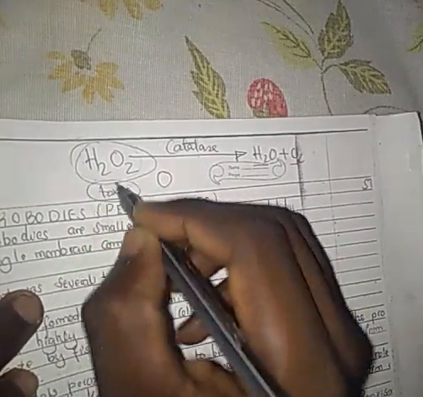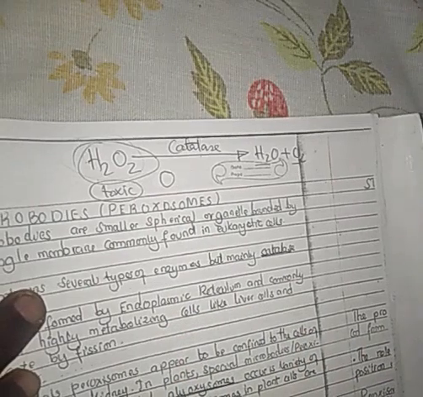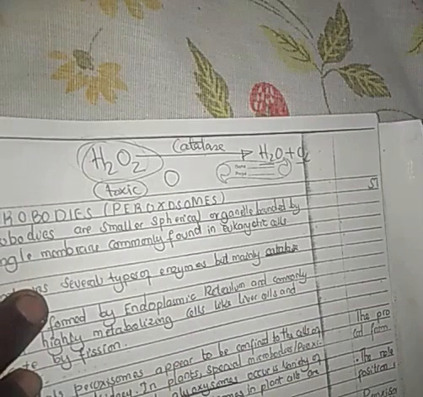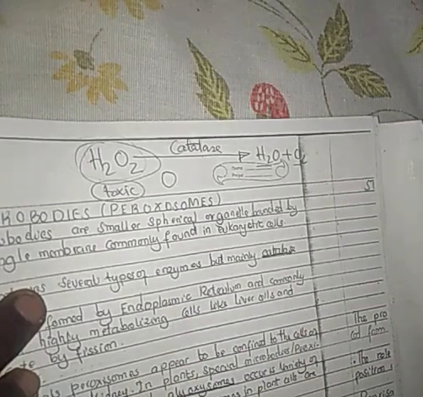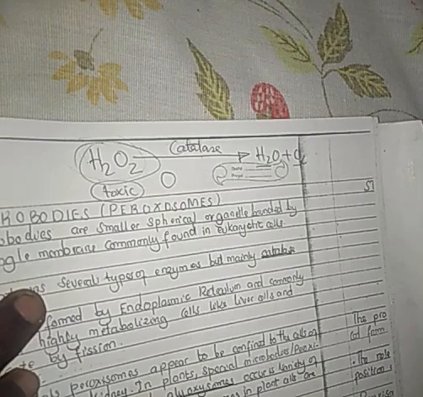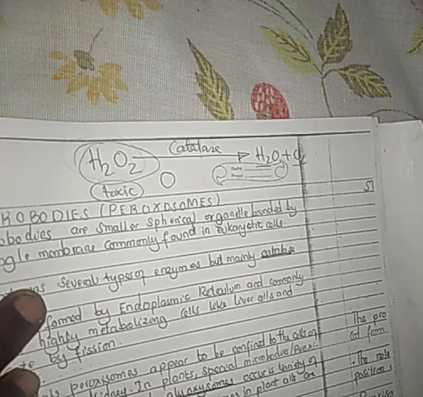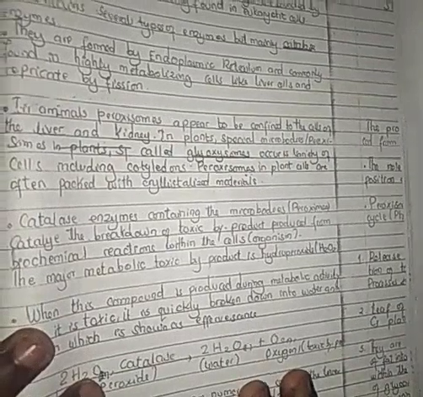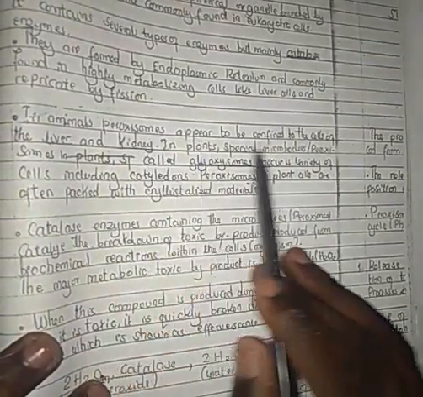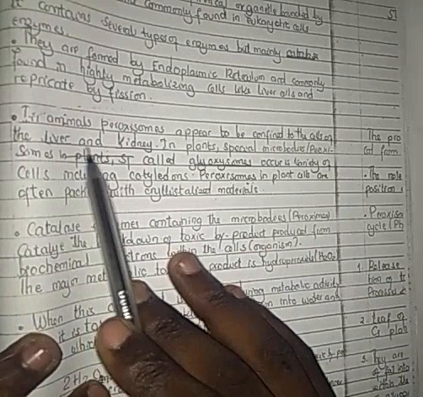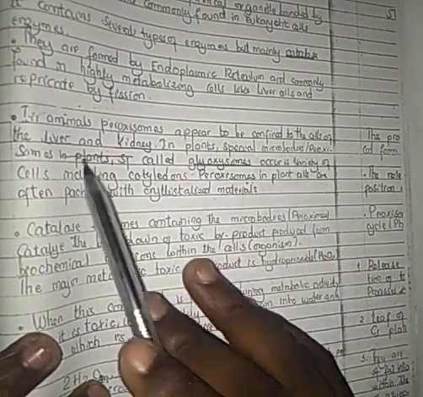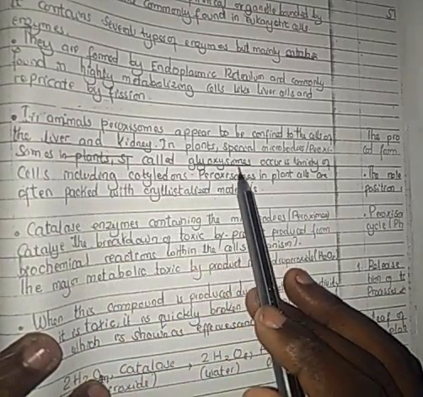So peroxisomes are very important in highly metabolizing cells because they catalyze the detoxification of hydrogen peroxide into water and oxygen, which are harmless. Without peroxisomes, we couldn't have catalase, and without catalase, we could not break down the hydrogen peroxide produced in highly metabolizing cells. In animals, peroxisomes appear to be confined to the cells of the liver and kidney. In plants, there are special microbodies or peroxisomes called glyoxysomes.